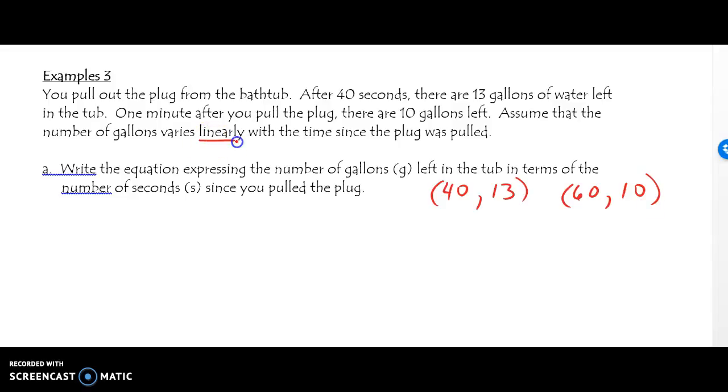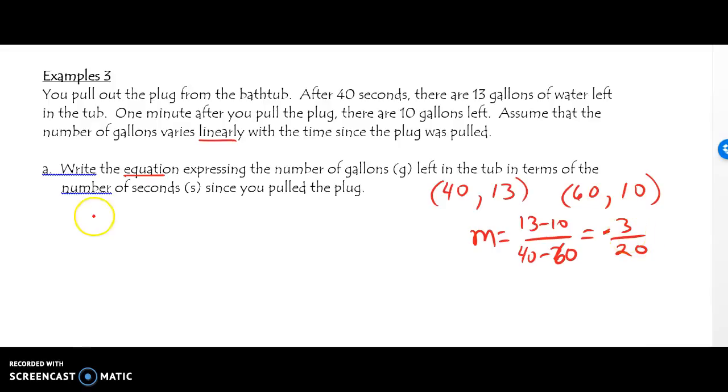Now we're told this is a linear relationship, so if we want to write an equation, we know that this situation has a constant rate of change. That constant rate of change is the slope. So we're going to find the slope. So we'll do change in our y values over change in our x values, and we get 3 over negative 20, so negative 3/20 is our rate of change. And we should expect that to be negative because the amount of water is decreasing.